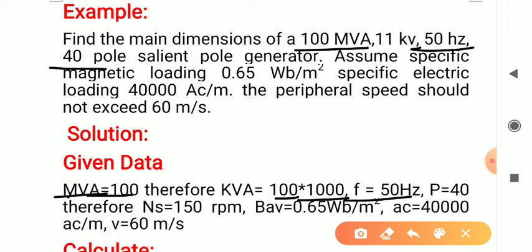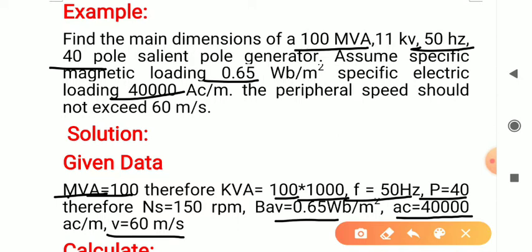Number of poles are 40. And the specific magnetic loading BAV is 0.65. Specific electric loading AC is 40,000. And the peripheral speed should not exceed 60 meter per second. It means the peripheral speed is given as 60 meter per second.